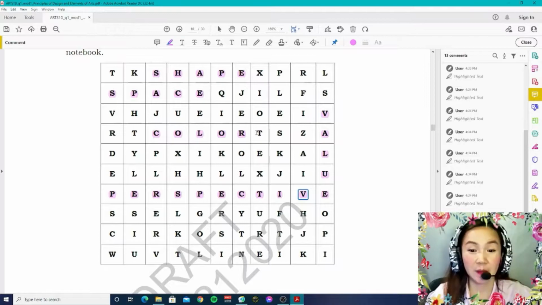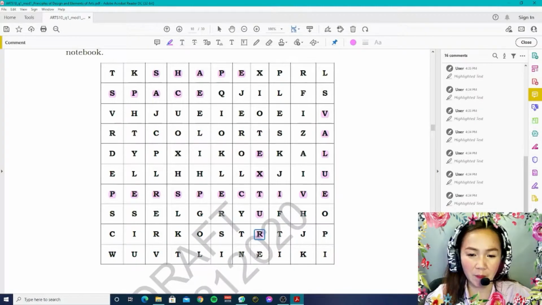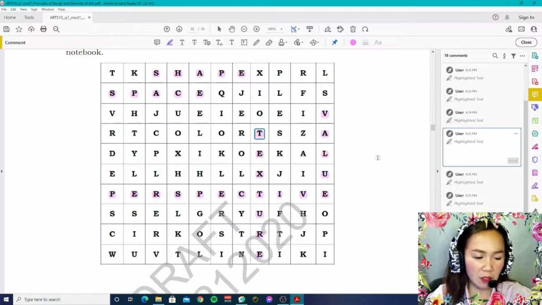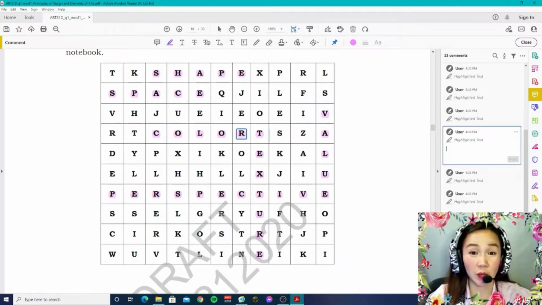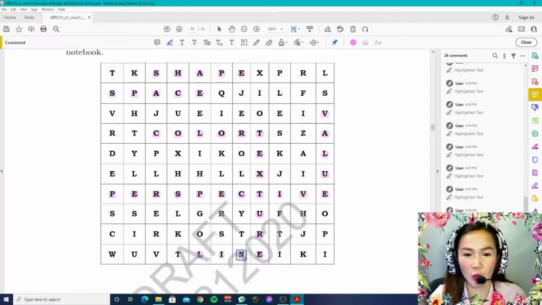Ayan. Meron dito texture. Ayan. Oops, letter T. Ano pa? Line. We do have line. Okay. There. Meron tayong 1, 2, 3, 4, 5, 6, 7. Okay, 7 words. Okay? Now, meron tayong shape, space, color, texture, perspective, line, and value.